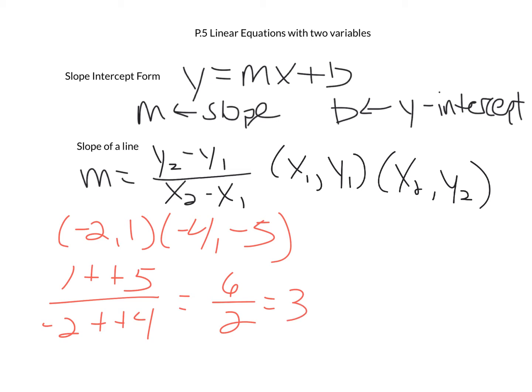Now let's plot. Negative 2, 1, and negative 4, negative 5. And there we go. Slope is 3. Remember, a little reminder, slope being positive means as x is increasing, y is increasing. And when slope's negative, that means as x is increasing, y is decreasing.